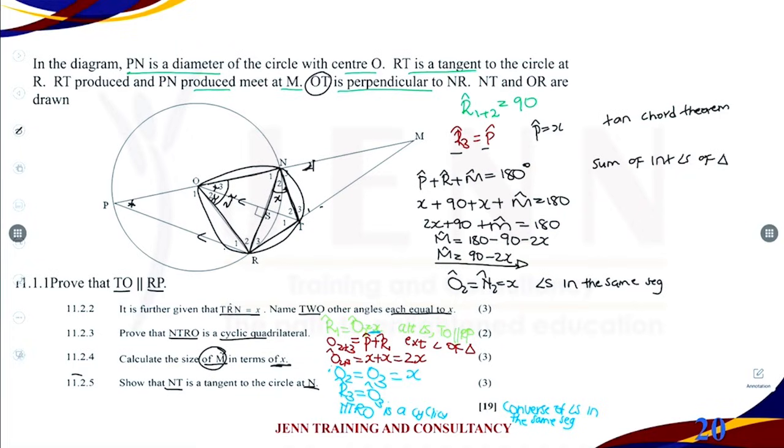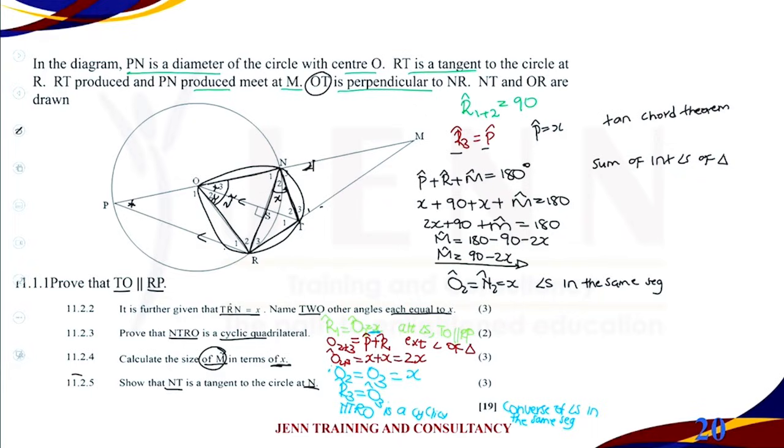So one may ask, why are we using angles in the same circle when we do not have a second? For the mere fact that we have proven that NTRO is cyclic, it simply means we do have a circle there, even though the circle is imaginary. Yes. So now that you have O2 being equal to N2, both of them being equal to x, these are the angles in the same segment.